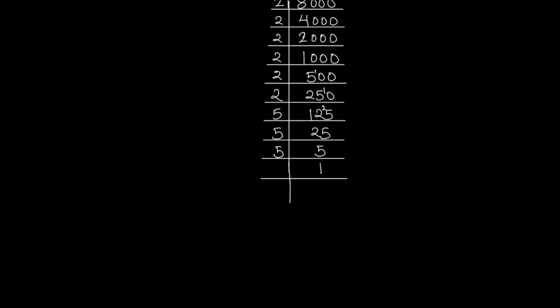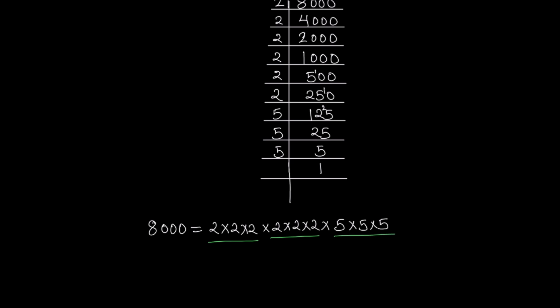So now the number is fully divided. Let's write 8000 as a product of its prime factors. So that's 2 times 2 times 2 times 2 times 2 times 2 times 5 times 5 times 5. Now let's group the number in terms of triples. So 2 times 2 times 2, 2 times 2 times 2 and 5 times 5 times 5. After grouping the number, there are no other factors left, hence 8000 is a perfect cube number.